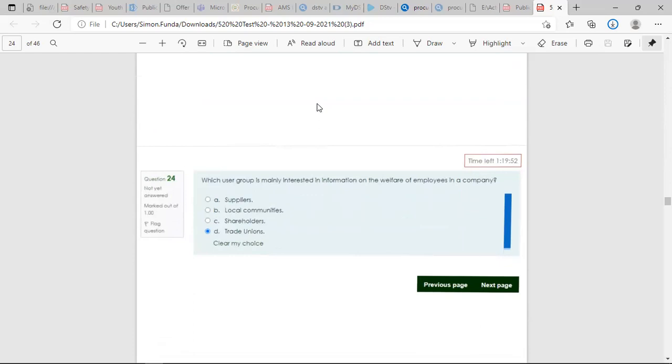Which user group is mainly interested in information on the welfare of the employees in a company? Okay, so this one is a general knowledge, straightforward question. So of course it can't be suppliers. Suppliers are interested in their money, the money that we are owing them. They are interested to see whether we have the capacity to pay them, whether we have got the liquidity, the cash position to pay the suppliers.